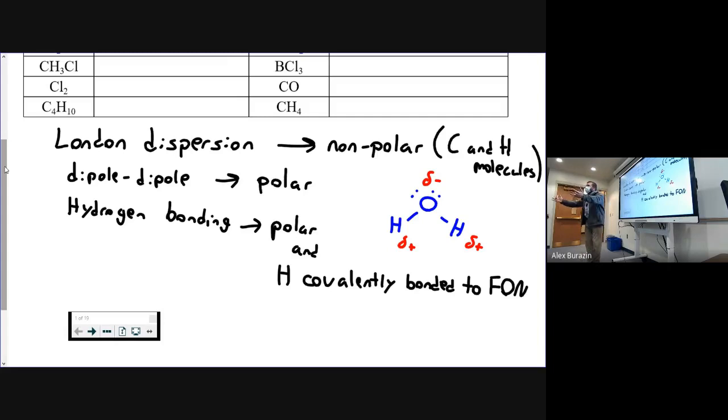Now, in water, the London dispersion forces are kind of irrelevant. Why? Because we've got a stronger type of force existing. Hydrogen bonds between water molecules are way stronger than the London dispersion forces between water molecules. So the London dispersion forces in water, who cares? They don't affect a thing, because we have a stronger type of intermolecular force present. So the London dispersion forces matter the most when they're the only type that exists.